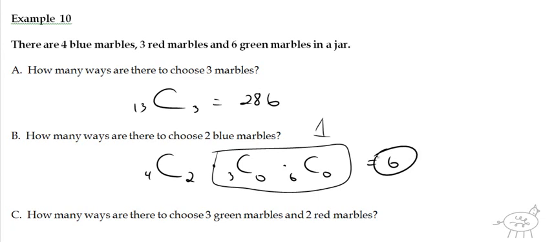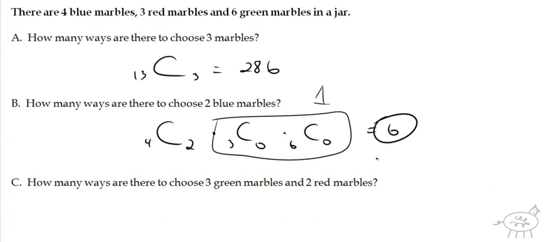All right, and how many ways are there to choose 3 green and 2 red? So 3 green, which means I have 6 green, so it's 6C3. 2 red, which means I have 3 red and I'm picking 2. And 4 blue, and I'm choosing 0 of those, which again is kind of an optional thing. All right, and if you do that, you get 60.